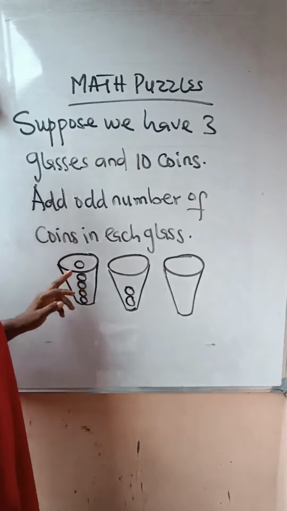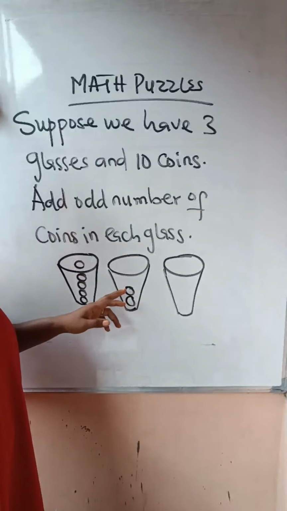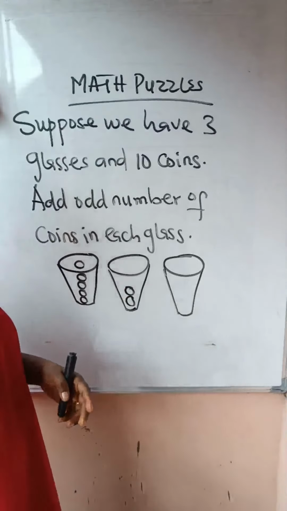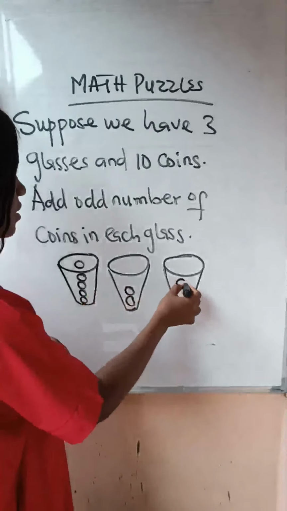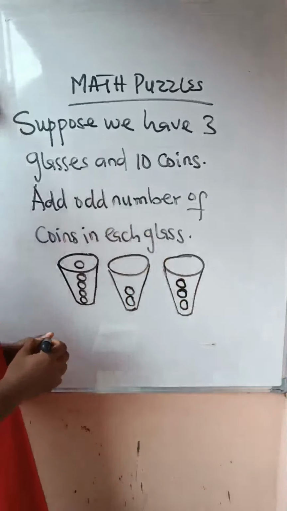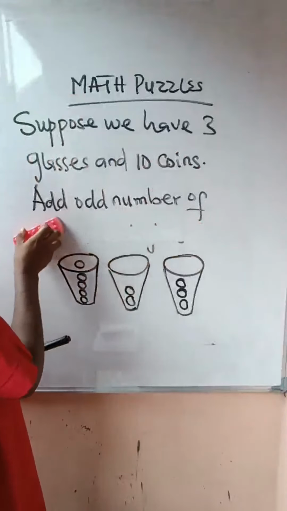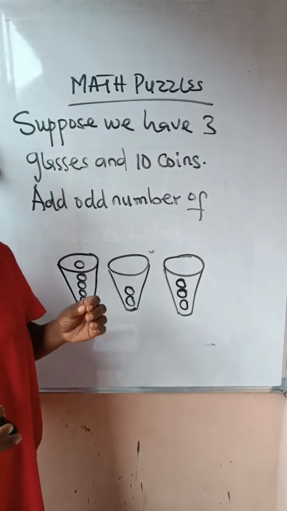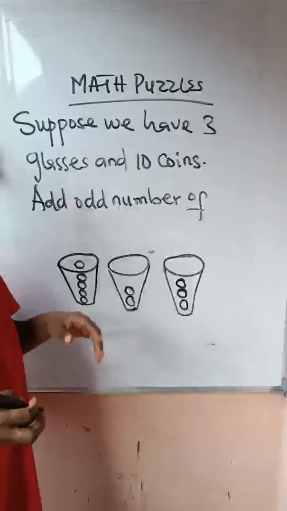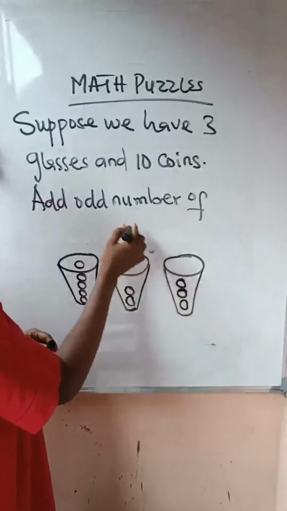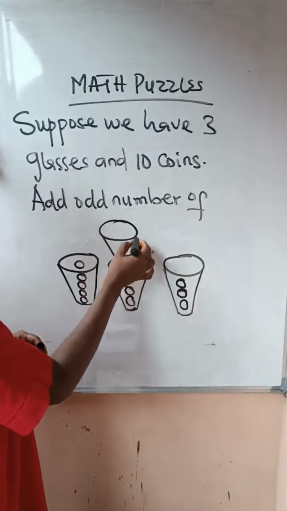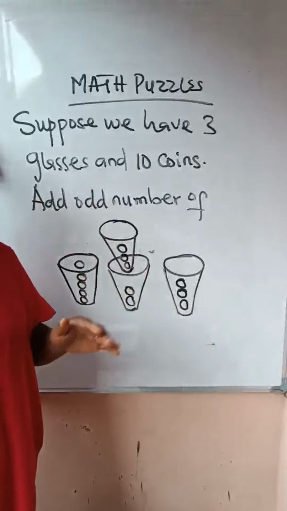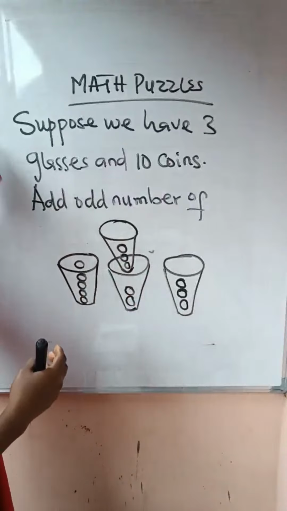So first of all, you add 5 to the first one, then add 2 to the second one. Thanks for the confirmation, Kanish. Then to the last one, you add 3. But the next thing you need to know, because they said we should ensure that each glass contains an odd number of coins, right? So you're going to carry this and insert it into this one. So now you have 1, 2, 3.